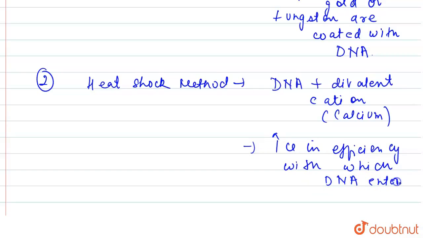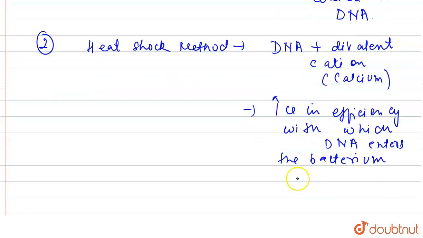DNA enters the bacterium, and that entry is through the pores. The cell wall has pores, so the DNA enters the bacterium through the pores of the cell wall. So this is the second method.